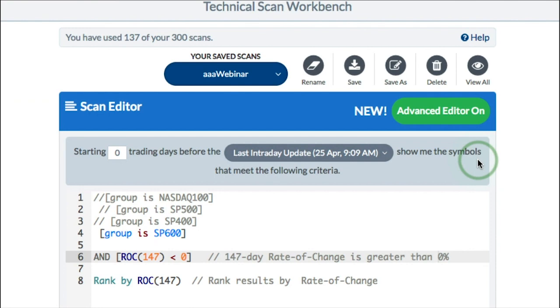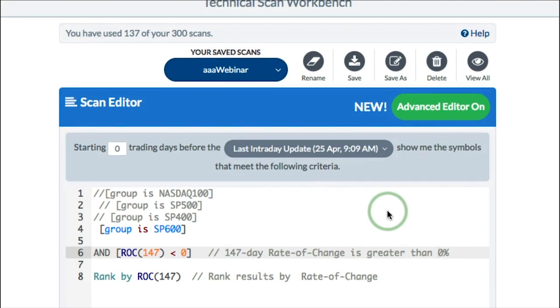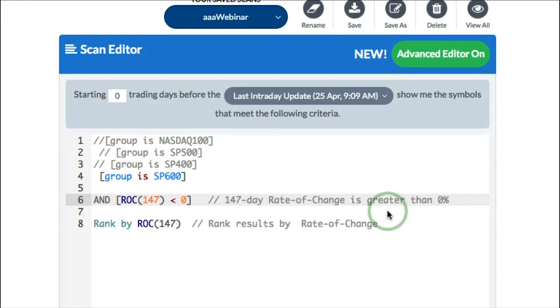So you might be asking, how did I run that scan? And it's a really easy scan, okay? On the top of this scan editor, you can see I've got the major indexes. I've got the NASDAQ 100 group is, S&P 500, S&P 400. And you see the gray forward slashes before each of these. Well, that means the scan engine is ignoring what is to the right there. So I'm ignoring these first three lines, and I'm only focusing on group is SP 600.